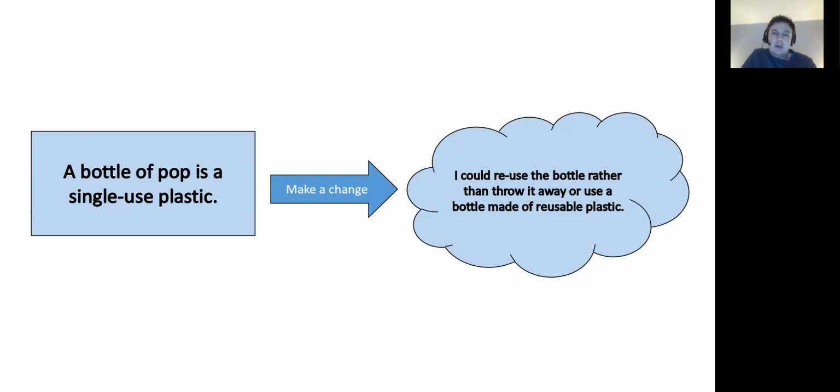Okay, so this is just the start of the work that we're going to do. Okay, and we're going to try to change the world. Okay, remember, change starts with you. So what change can you make?